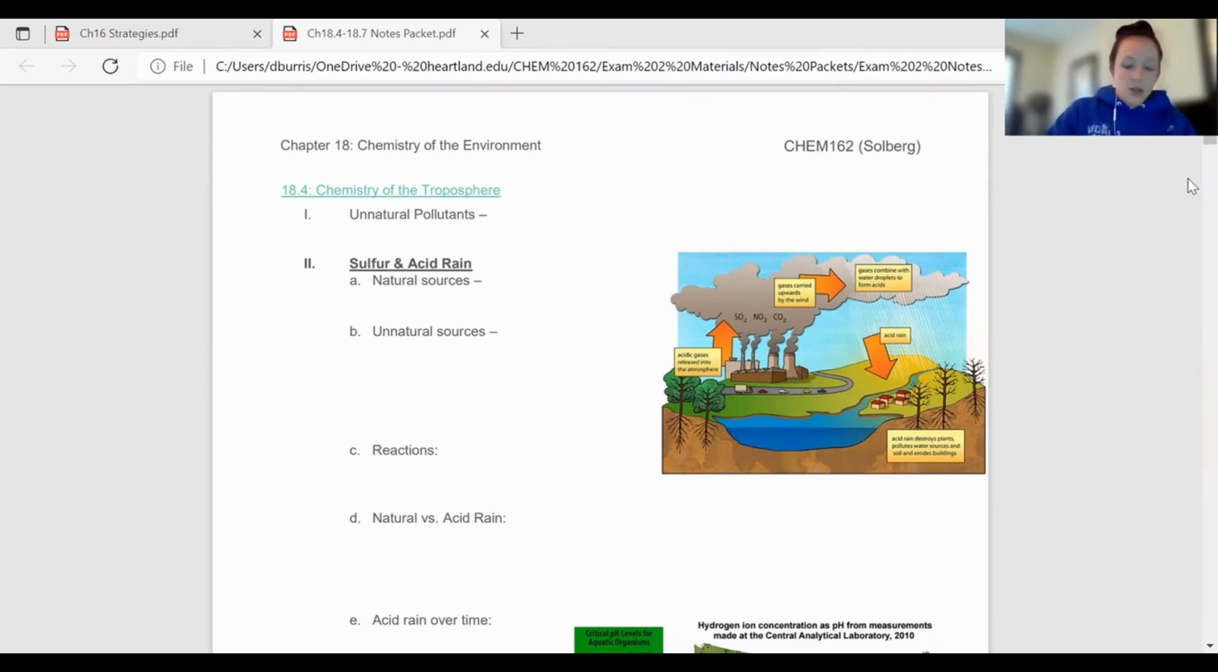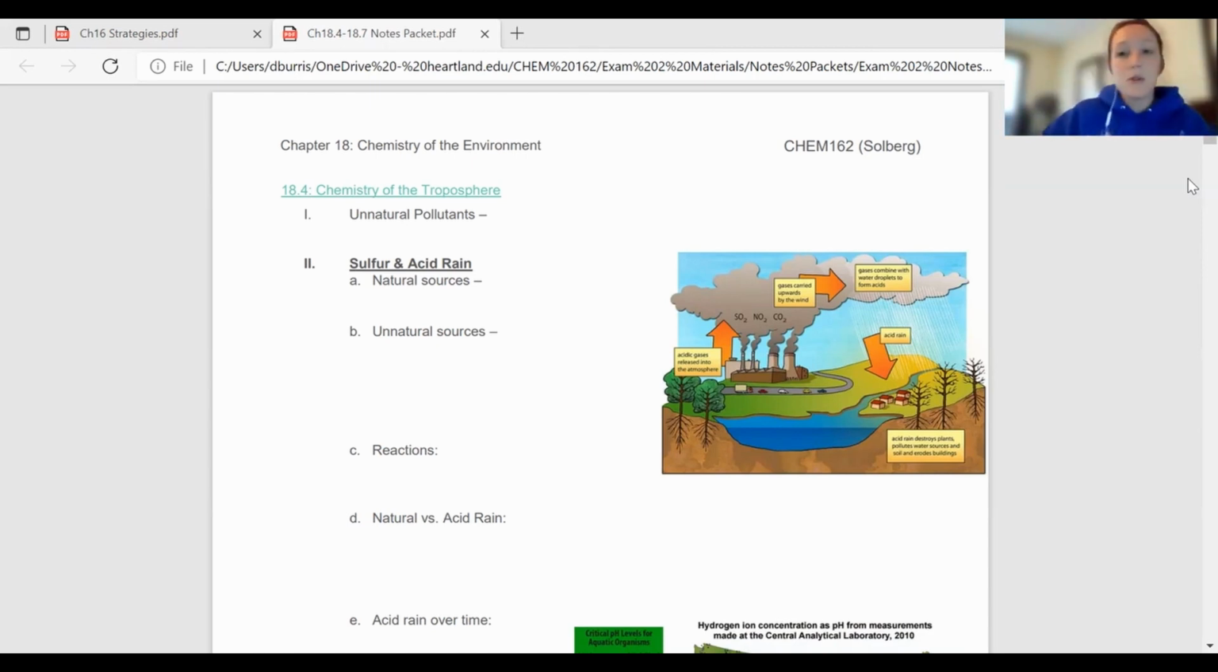Chemistry of the troposphere. So there's a whole lot of pollutants in the troposphere. You guys probably know that. We're not in a super big city where we have a lot of smog or anything like that, but smog is definitely a problem in large cities. And we're going to talk about what that comes from today.